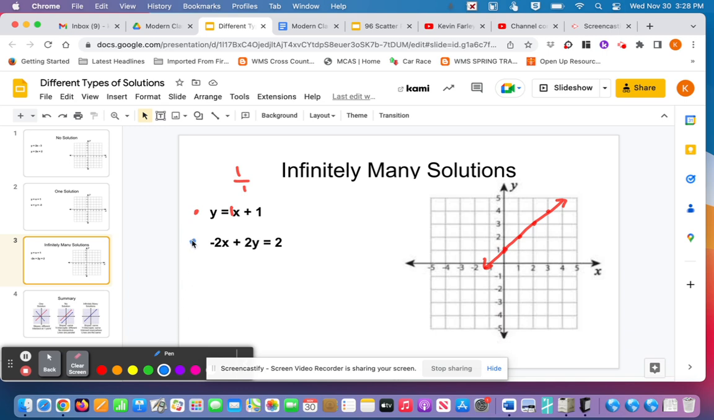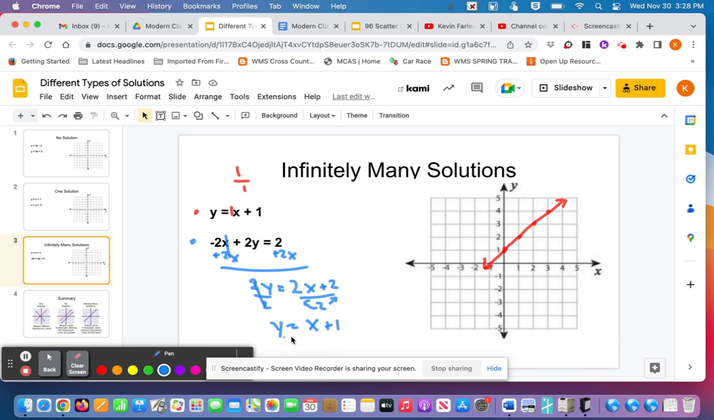Oh my goodness. This is not in slope-intercept form, so I'm going to subtract 2x from both sides. First, I get 2y is equal to 2x plus 2, dividing by 2. And don't forget, we've talked a ton about this. This 2 goes to both, and I get y equals x plus 1.